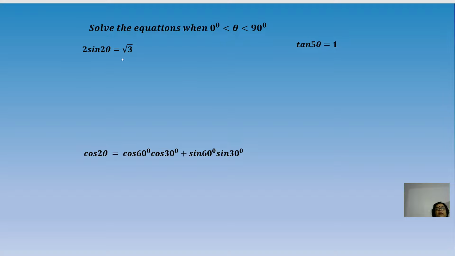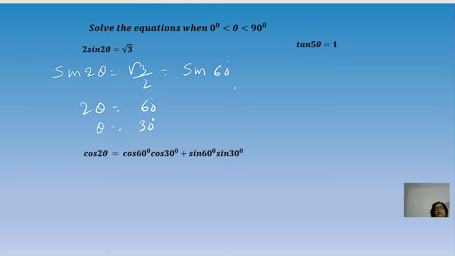Now here we have again to solve the equation but slightly different. Sine 2 theta. So here what we do is write sine 2 theta as root 3 by 2. Now when is sine theta root 3 by 2? Sine 60 degree. So we get over here 2 theta is equal to 60 degree. So theta will be 30 degree. Here tan 5 theta is 1, that is tan 45 degree. So 5 theta is 45, that means theta is equal to 9 degree.